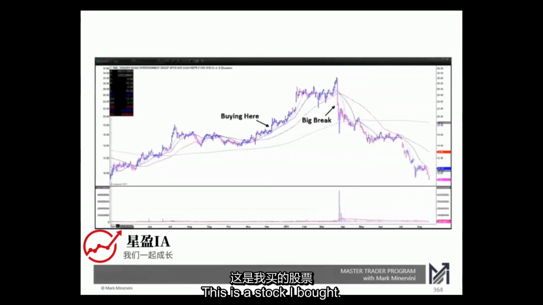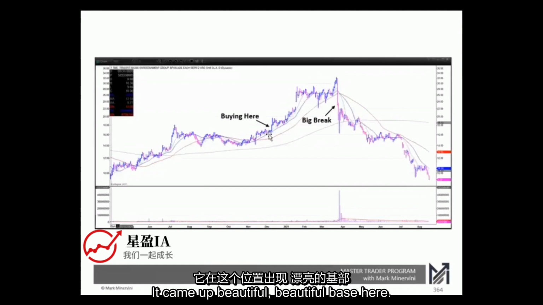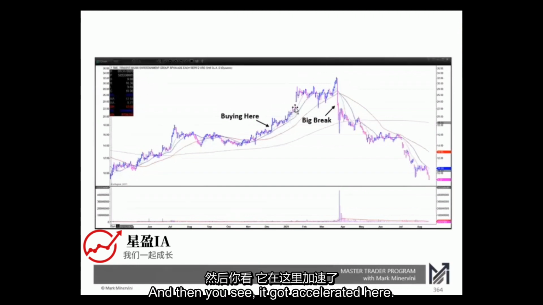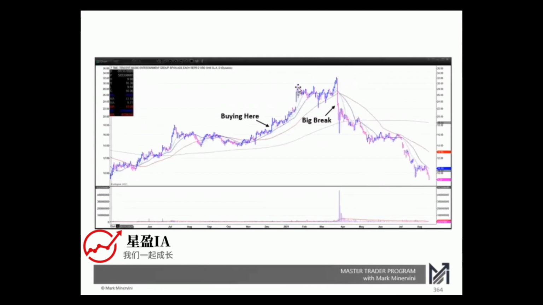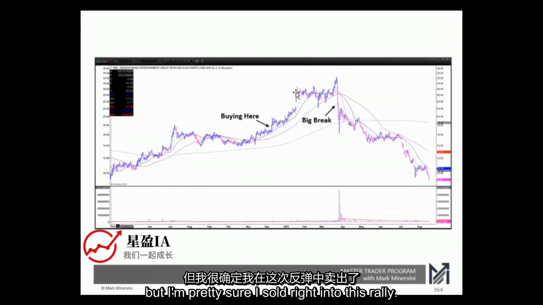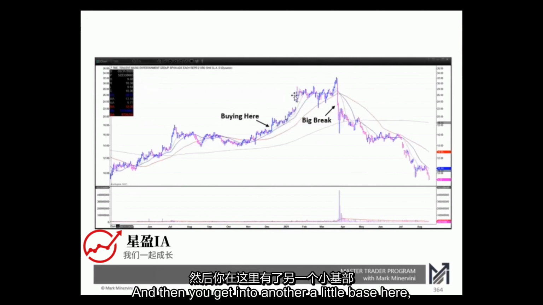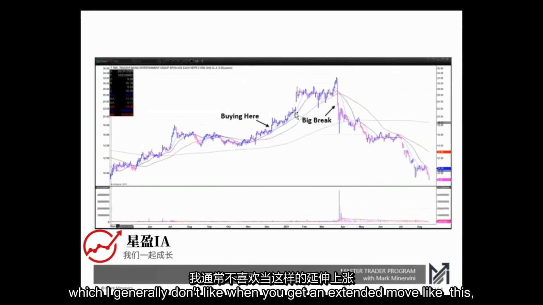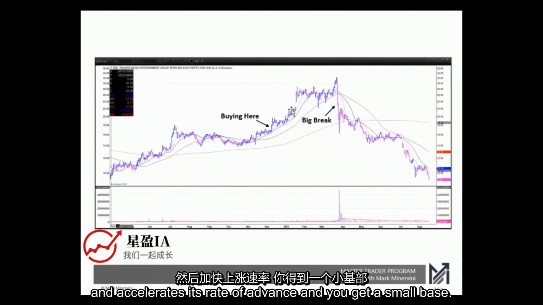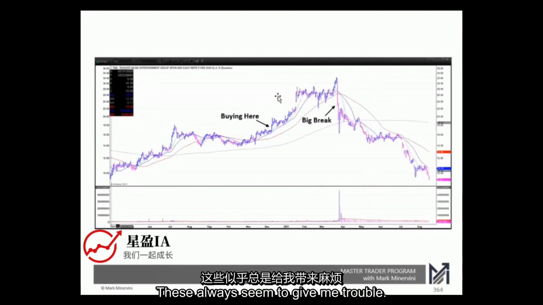Here's an example. This was a stock I bought. Symbol was TME. Perfect base. I mean, came out beautiful, beautiful base here. Really great breakout, held up well. And then you see it got accelerated here. If I remember, this was on earnings. I can't remember when I sold, but I'm pretty sure I sold right into this rally. And then you get into a little base here, which I generally don't like when you get an extended move like this and it accelerates its rate of advance and you get a small base.